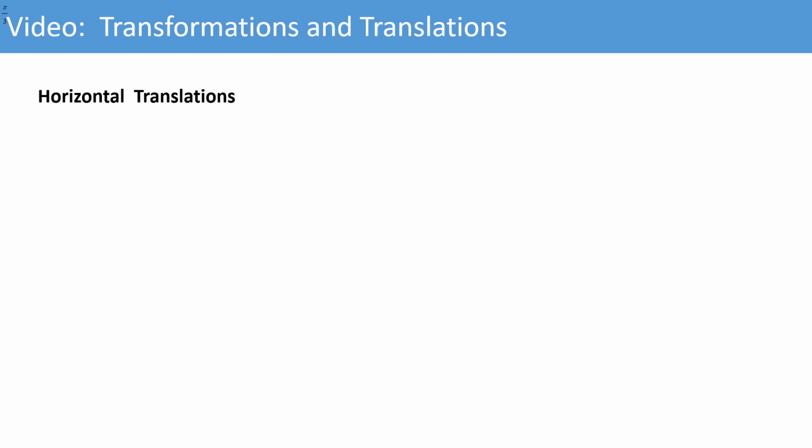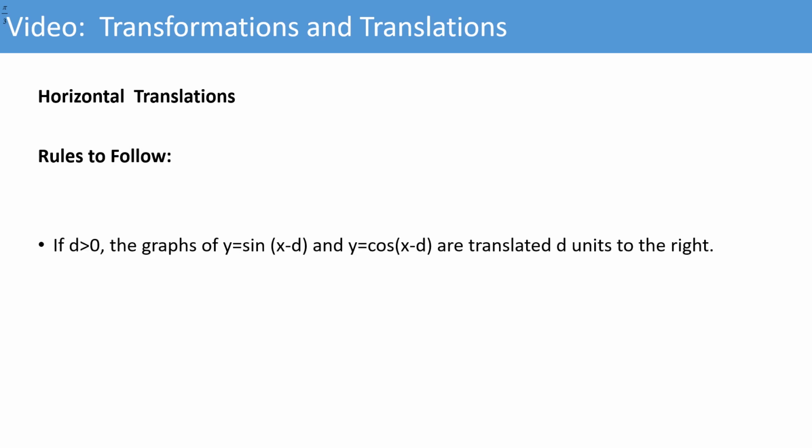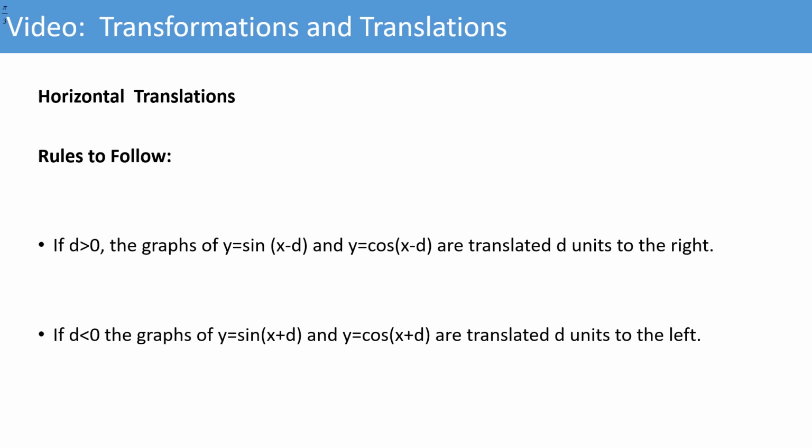Horizontal translations, rules to follow. If d is greater than 0, the graphs of y equals sine x minus d and y equals cos x minus d are translated d units to the right. If d is less than 0, the graphs of y equals sine x plus d and y equals cos x plus d are translated d units to the left.